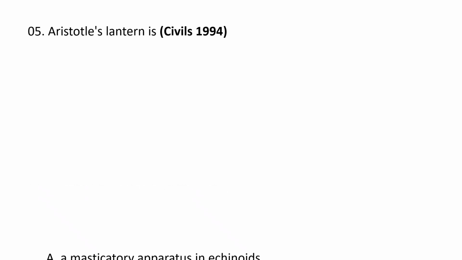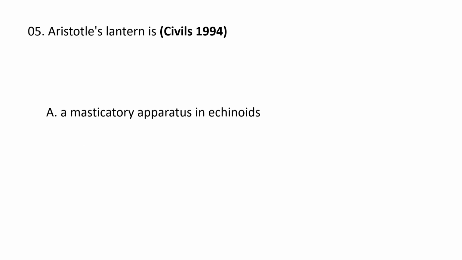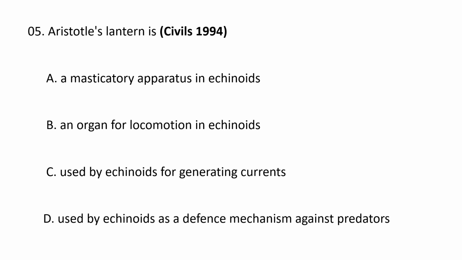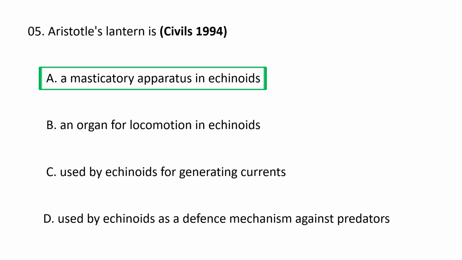Next question. Aristotle's lantern is A. A masticatory apparatus in echinoids. B. An organ for locomotion in echinoids. C. Used by echinoids for generating currents. And D. Used by echinoids as a defense mechanism against predators. The correct option goes as A, masticatory apparatus in echinoids.